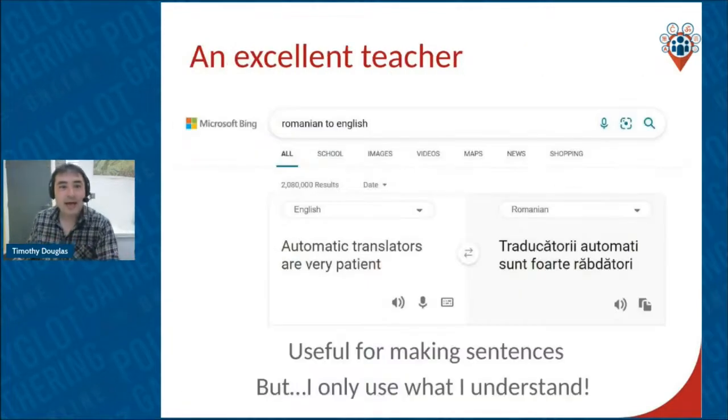Okay, and another thing that I found was that these automatic translations are excellent teachers for me, because they are very patient. They have unlimited patience. And I found them useful because as a beginner, sometimes you're not sure how to build a sentence. And if you put in a sentence in a language you know well, then you get a sentence in the language that you're learning. Now, I know that automatic translators have a lot of shortcomings, and that you should not rely completely on the translation. So what I do is I only use the translation if I can more or less understand the structure of the sentence.